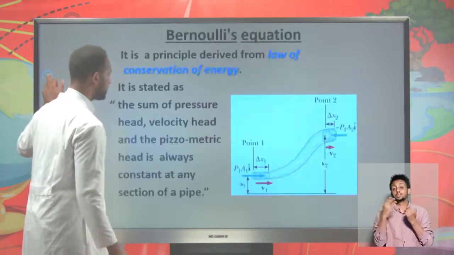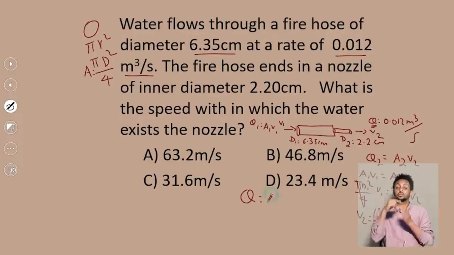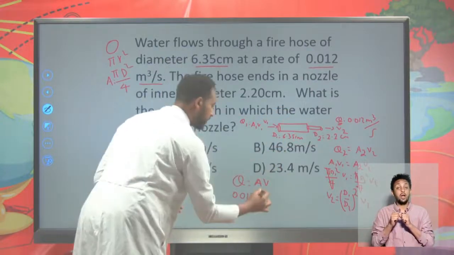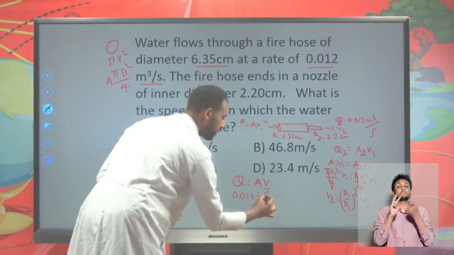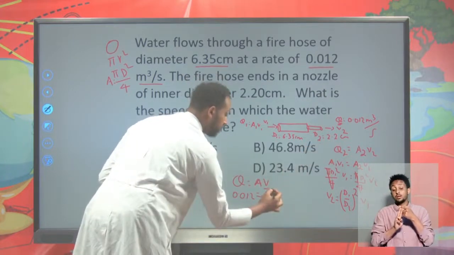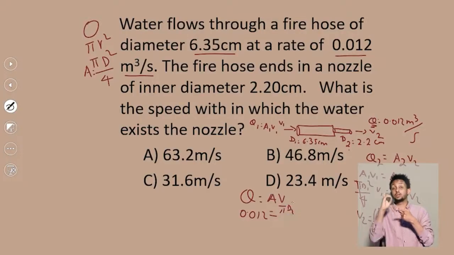Therefore, it's possible to have Q equal to area times V. We are trying to find the velocity of the fluid at the nozzle. The flow rate is given to be 0.012, and the area at the nozzle can be given as pi d2 squared over 4. This is how we determine the cross-sectional area of the nozzle, times the velocity V2.